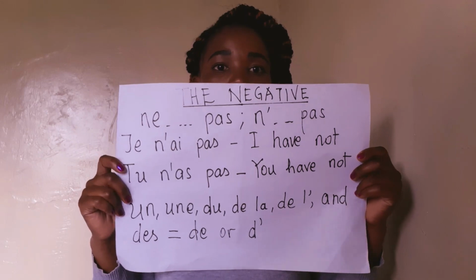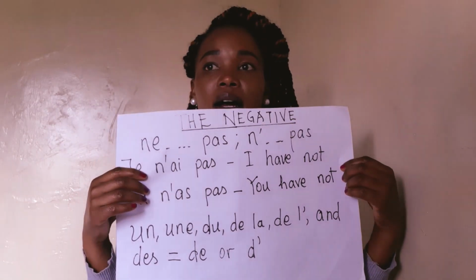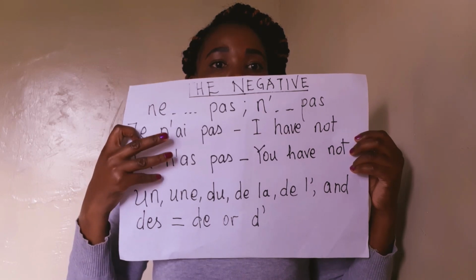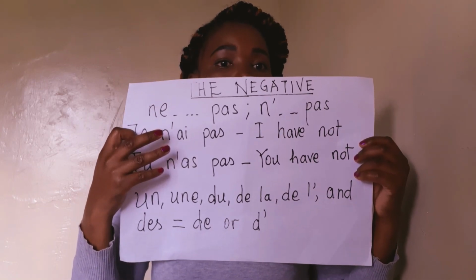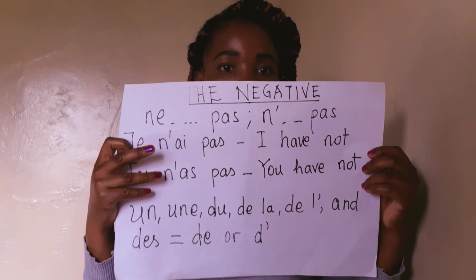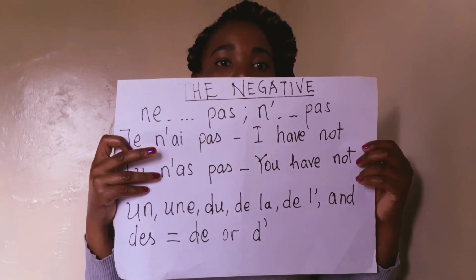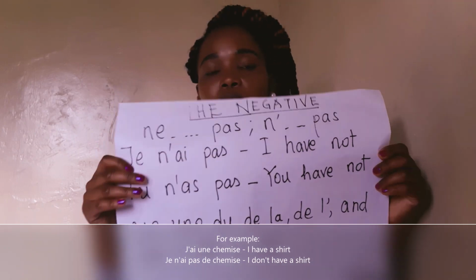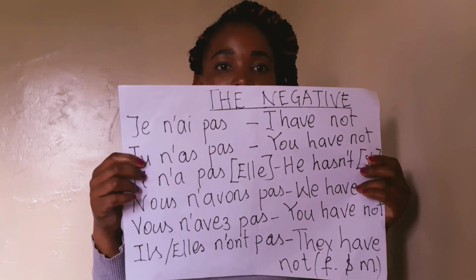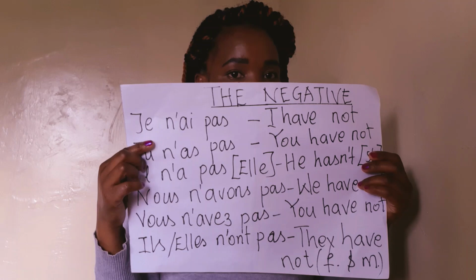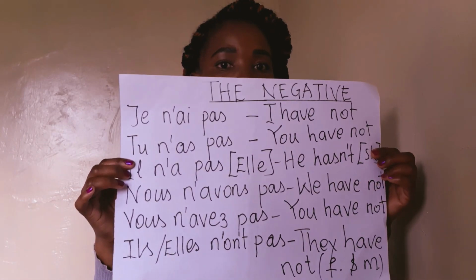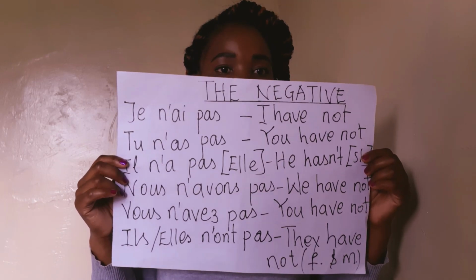And one thing also to note is that when you are negating, un, une, des, du, de la, de l' will change to de or d'. So it will change to de or d'. So you can see here, je n'ai pas, we can see the n' and pas. In the middle there is a verb. Je n'ai pas, okay. I have not.